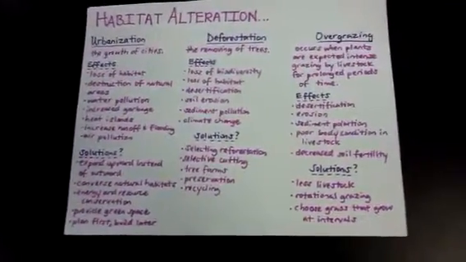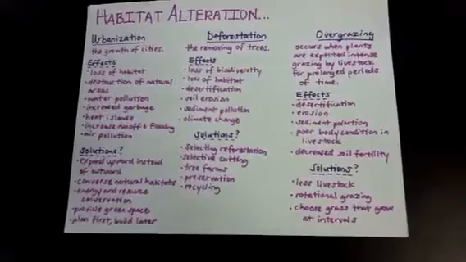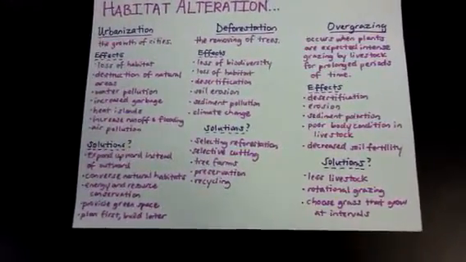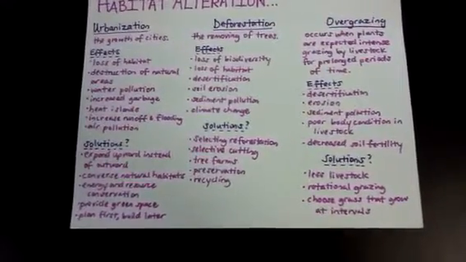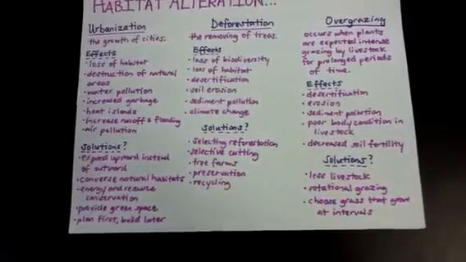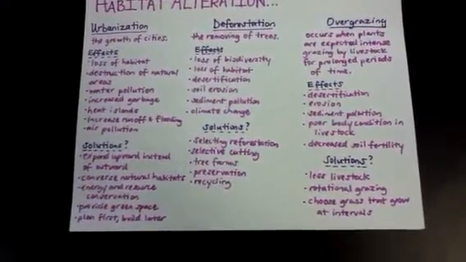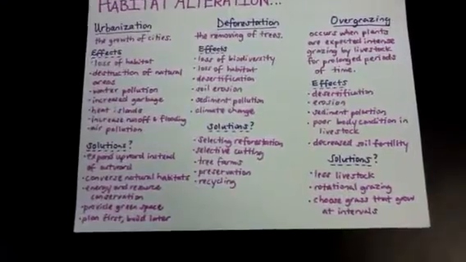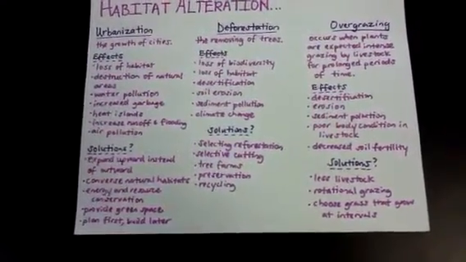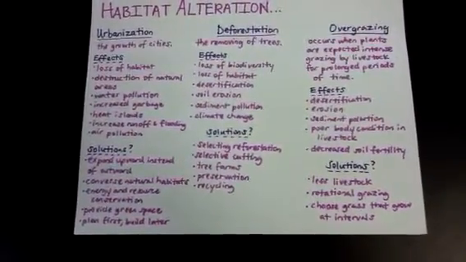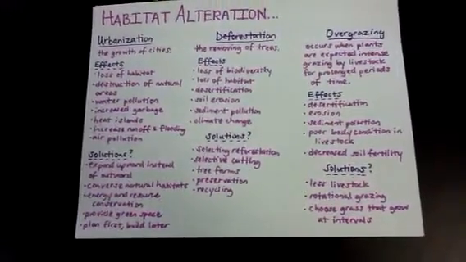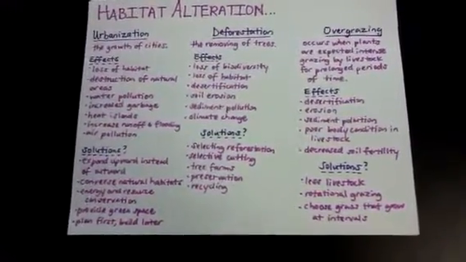Habitat alteration, there are 3 main focuses that we're going to talk about, and that's urbanization, deforestation, and overgrazing. So urbanization is the growth of cities. Effects include loss of habitat, destruction of natural areas, water pollution, increased garbage, heat islands, increased runoff and flooding, air pollution. So some solutions that can counteract this include expanding upward instead of outward, conserve natural habitats, energy and resource conservation, providing green space, and then remember to plan first and then build later.